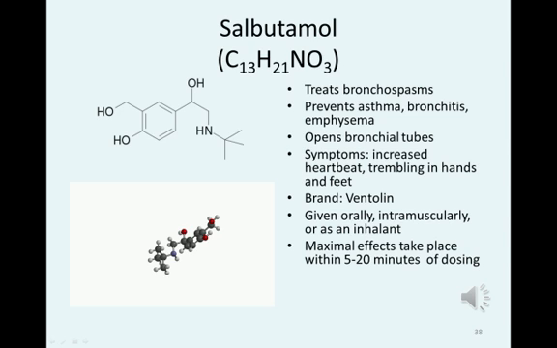Salbutamol, used to treat bronchospasms. Prevents asthma, bronchitis, and emphysema. The brand name, Benylin. Given orally, intramuscularly, or as an inhalant. Maximal effects take place within 5 to 20 minutes of dosing.